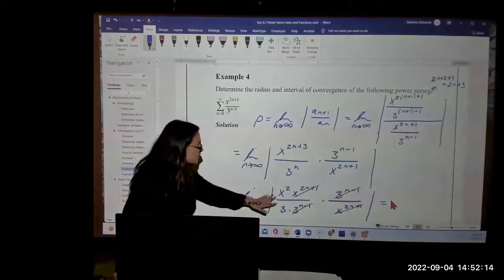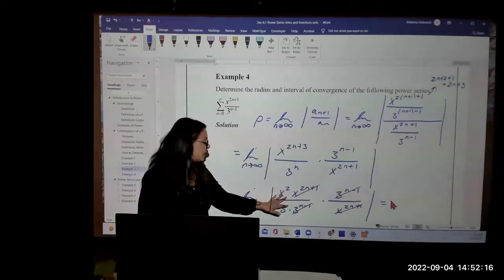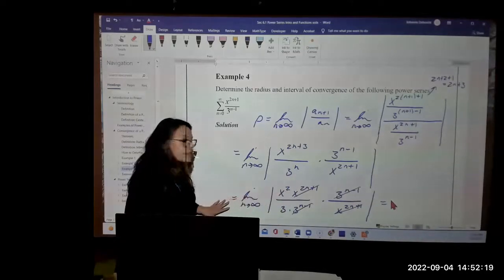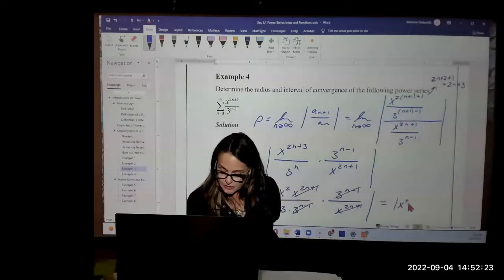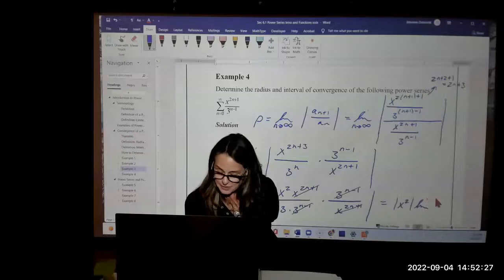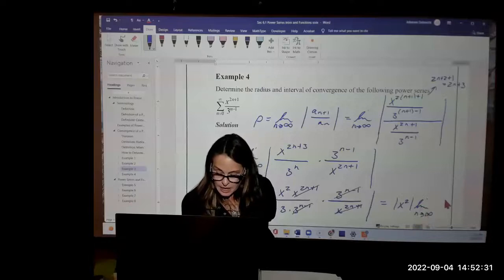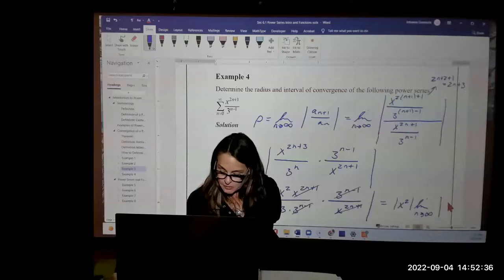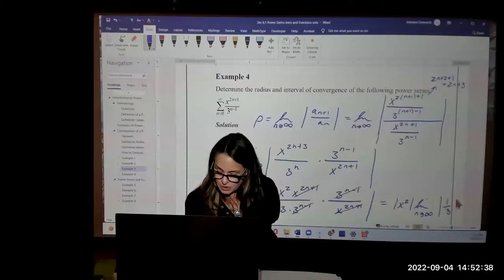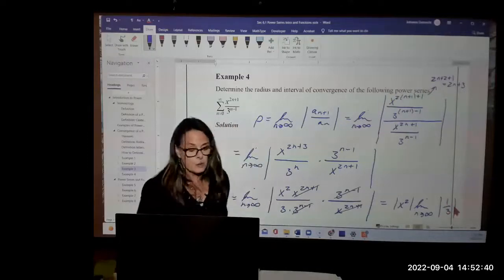Now, the x squared does not depend upon n, so we can pull this out and pull it to the front. So we have the absolute value of x squared, which of course is going to be strictly positive no matter what. So we could technically drop those absolute values. And then what's left is just the absolute value of 1/3.